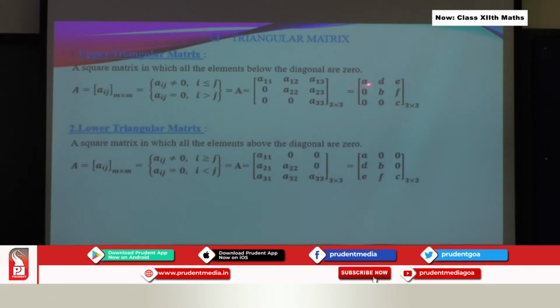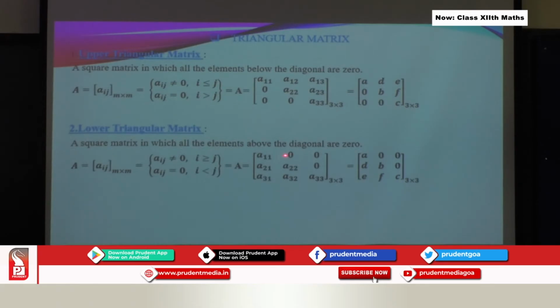You can see all the elements including the diagonal and above the diagonal are non-zero, and below this diagonal all three entries are 0. And again here I am taking a square matrix. Why square matrix? Because when you talk about square matrix, your diagonal is defined properly. You can see here above there are 3 elements, below also there are 3 elements. Now lower triangular matrix, again it is just the opposite of your upper triangular matrix.